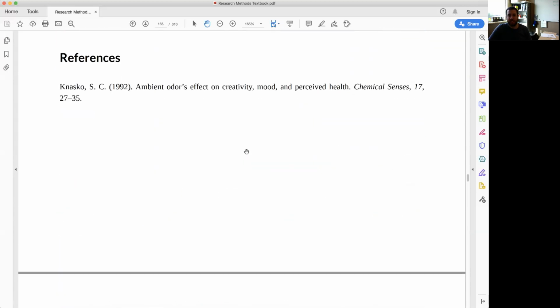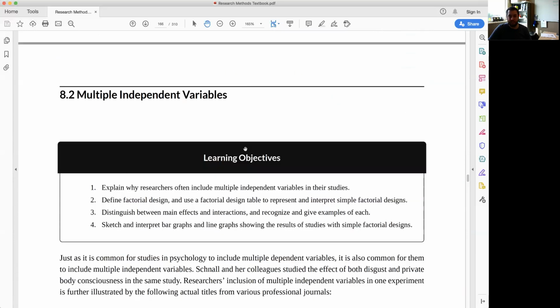All right, so that was multiple dependent variables. Again, you're almost always going to have them. Multiple independent variables is a little bit more kind of, you decide it before you run the experiment because it's going to change up the kind of analyses that you do. Multiple dependent variables doesn't truly do that, but multiple independent variables, absolutely, it will.